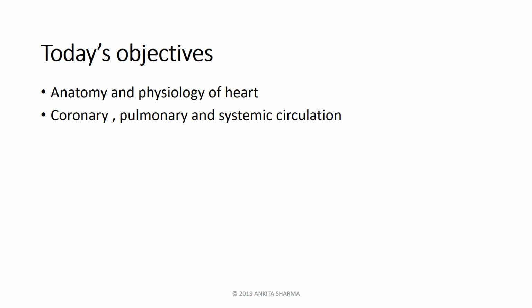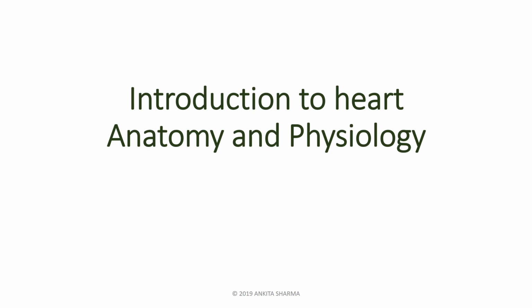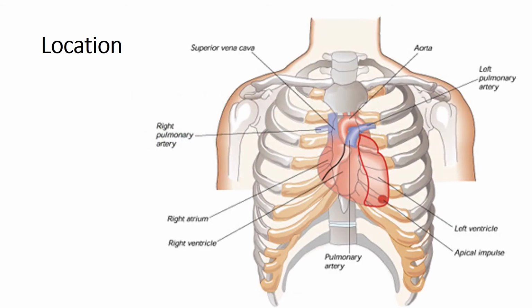The first two objectives are anatomy and physiology of the heart. Second is coronary, pulmonary and systemic circulation. So in this part we will be covering only these two objectives. Introduction to heart anatomy and physiology.